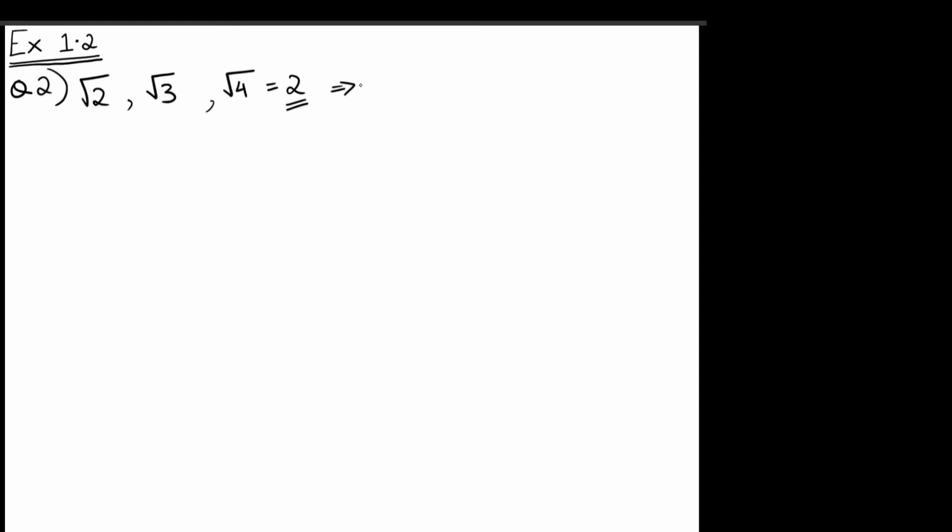How do we know it's a rational number? You guessed it, the same equation. It can be represented in the form of p by q, where q is not equal to 0. How do I represent 2 like that? 2 by 1. So this proves that the square root of every positive integer is not an irrational number.